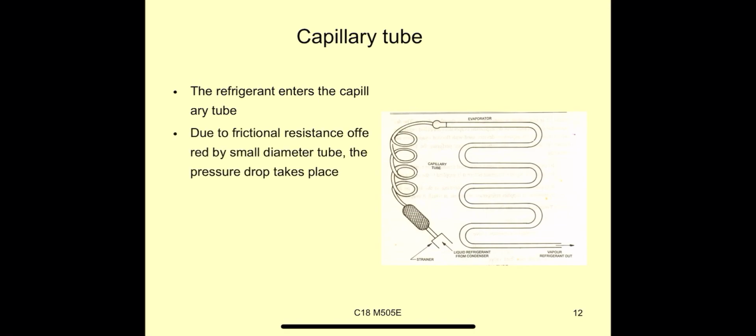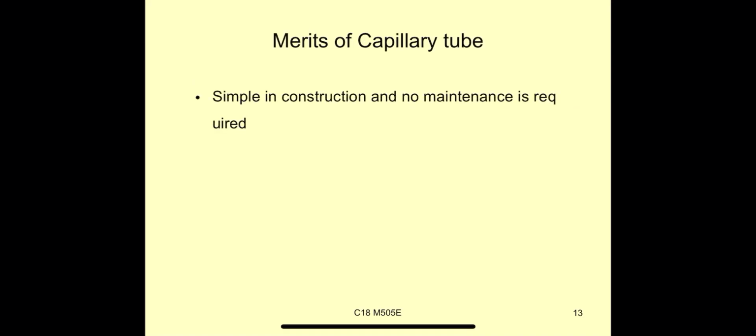Refrigerant enters the capillary tube, and due to the frictional resistance offered by the small diameter tube, the pressure drop takes place. The capillary tube is used for small capacity units up to 1 ton. Up to 1 ton we use this capillary tube. We can use it for domestic purposes also, but it is restricted to only up to 1 ton. The merits of a capillary tube are that it is simple in construction and no maintenance cost is required.